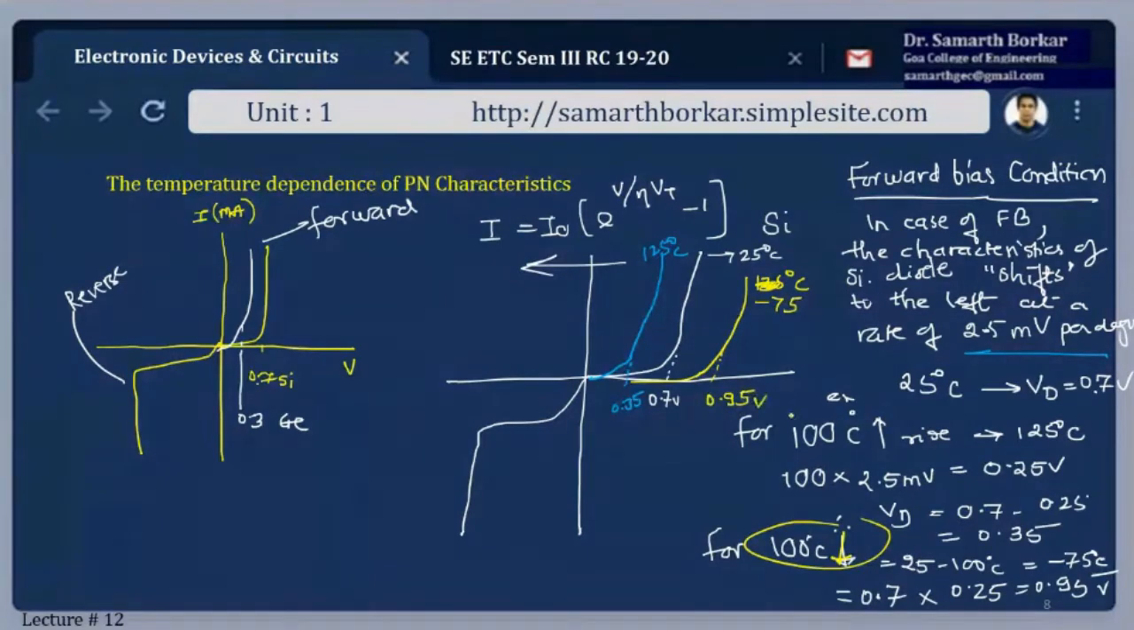Fine. Now, what you can conclude from this? Okay, so this is minus 75 degrees Celsius, this is 25 degrees Celsius, and this is 125 degrees Celsius.